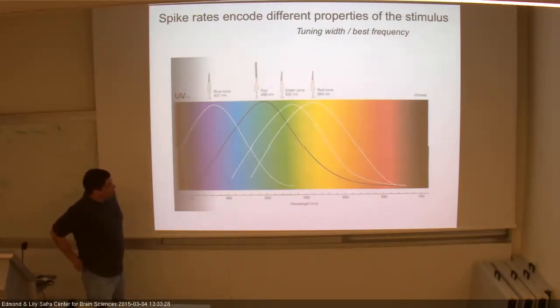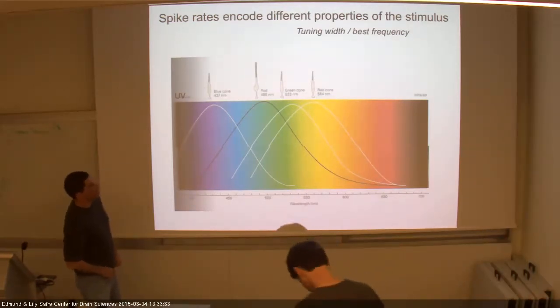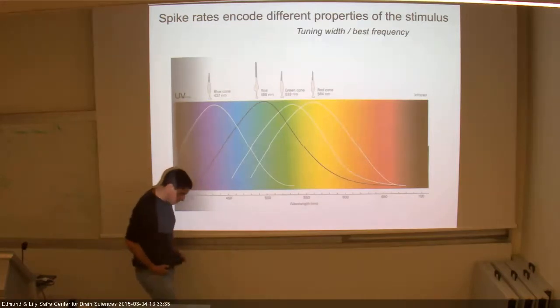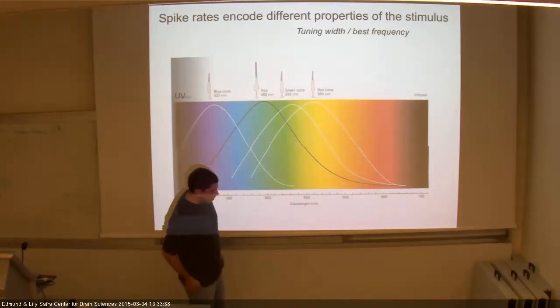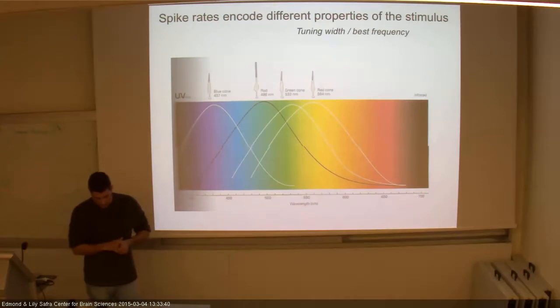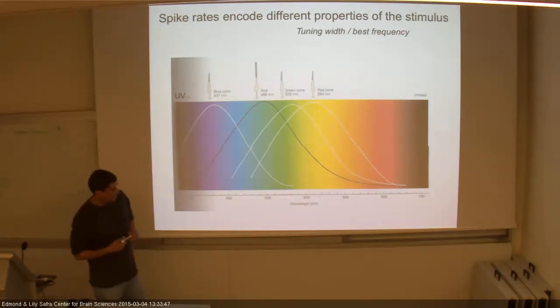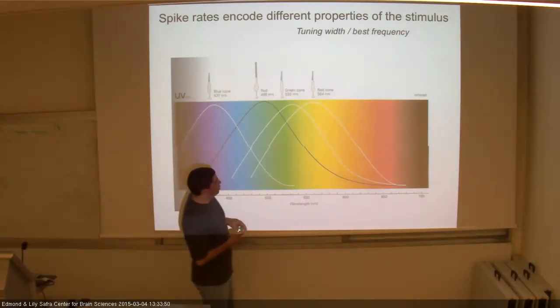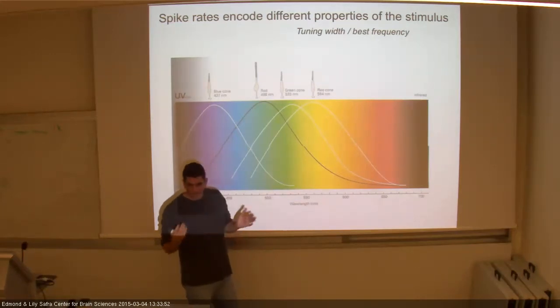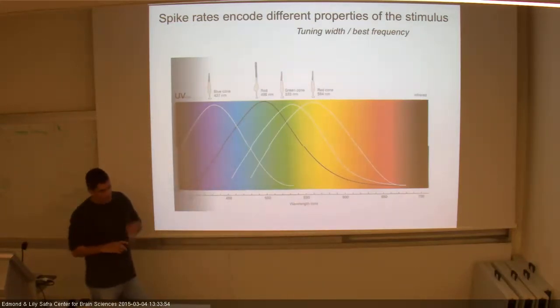Every neuron, or many neurons in sensory systems, are characterized by concepts, or words, like tuning width, best frequencies, and receptive fields of the cell. These are basic features that we normally refer to when we study sensory systems.